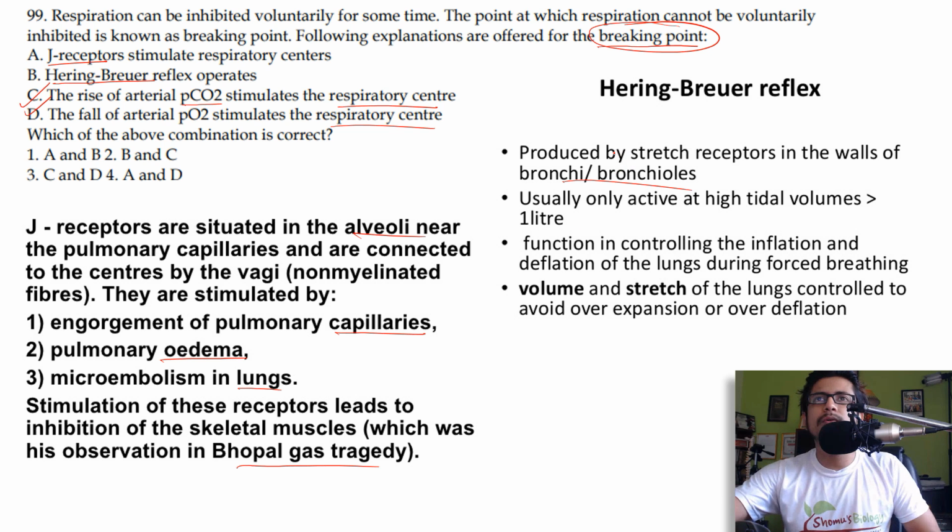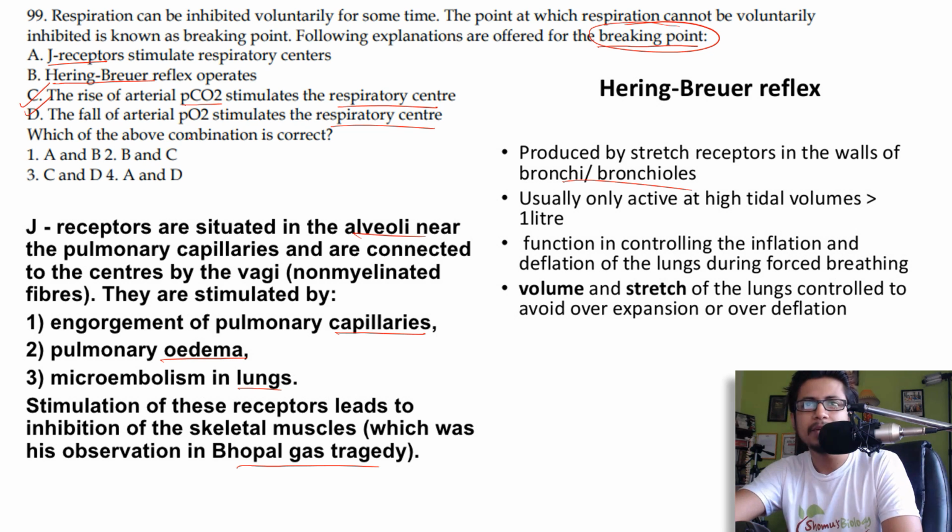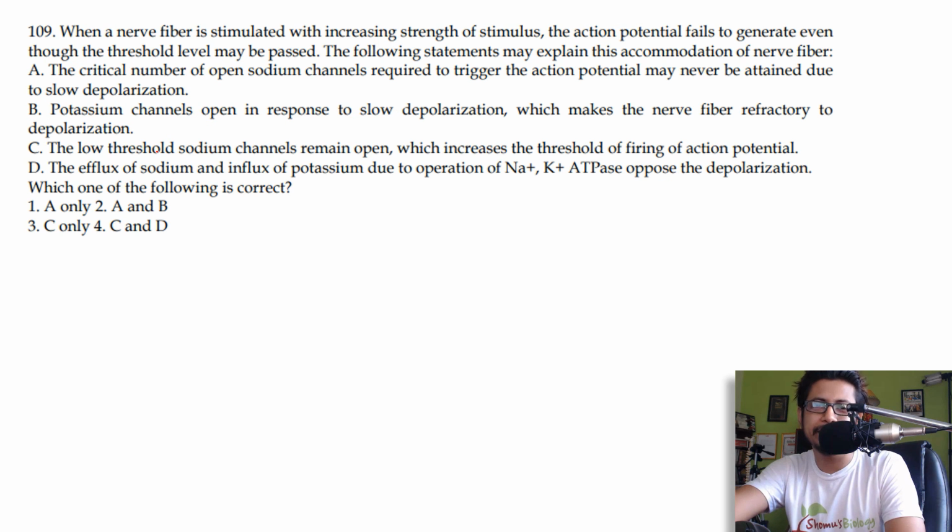Okay, so this Hering-Breuer reflex as well as the J receptors are not involved in any part of this voluntary stop of oxygen intake. That is definitely due to the rise in the partial pressure of carbon dioxide in the blood as well as the fall in the oxygen pressure at the same time. So you see, this question is kind of difficult to answer even though you prepared unit 7, particularly respiration.